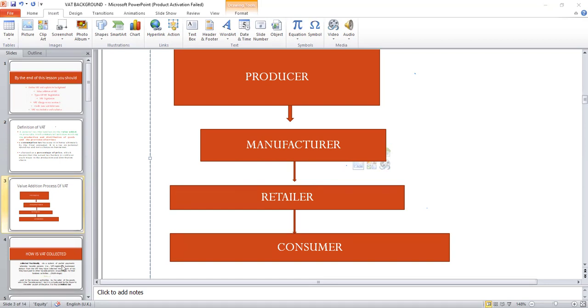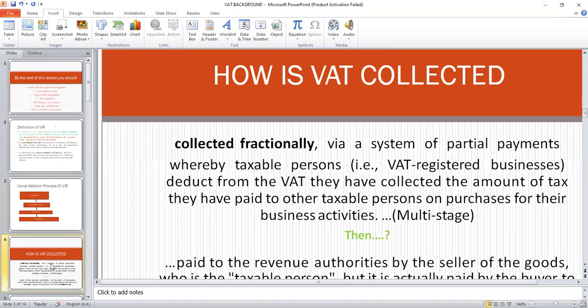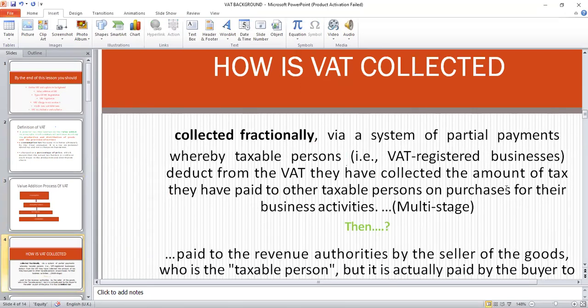Next is how VAT is collected. You need to know that VAT is collected fractionally via a system of partial payment, whereby the taxable person, i.e., the VAT registered business, deducts from the VAT they have collected the amount of tax they have paid to another taxable person on purchases for their business activities. Like this, let's say we have the supermarkets.